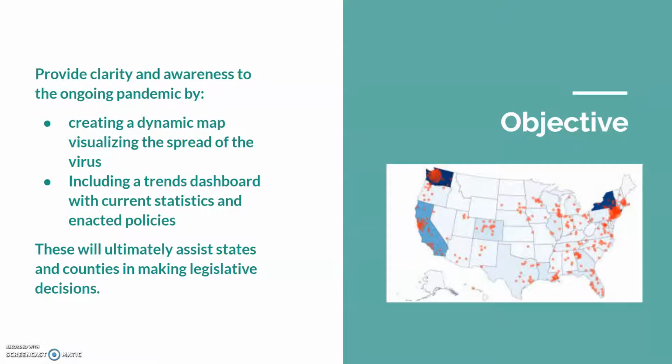Because of this problem, we hope to provide clarity and awareness to the ongoing pandemic by doing things such as creating a dynamic map to visualize the spread of the virus and include a trends dashboard with current statistics and enacted policies. We hope that completing these objectives will assist states and counties in making legislative decisions regarding the epidemic.